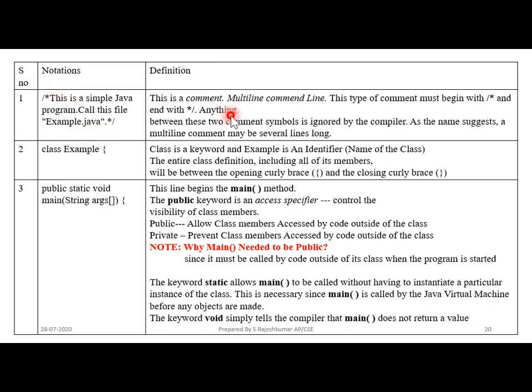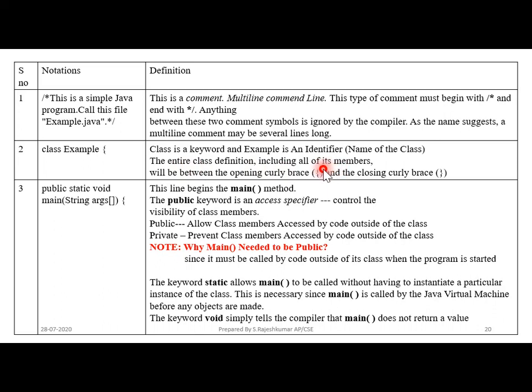It gives some information about the program. Its syntax begins with a slash followed by a star and ends with a star followed by a slash. Okay, class example, the second line. Class is a keyword and example is a class name, which is also named as an identifier, right? Any name is an identifier. So here class is a keyword followed by an identifier, example, hence it is called a class name.